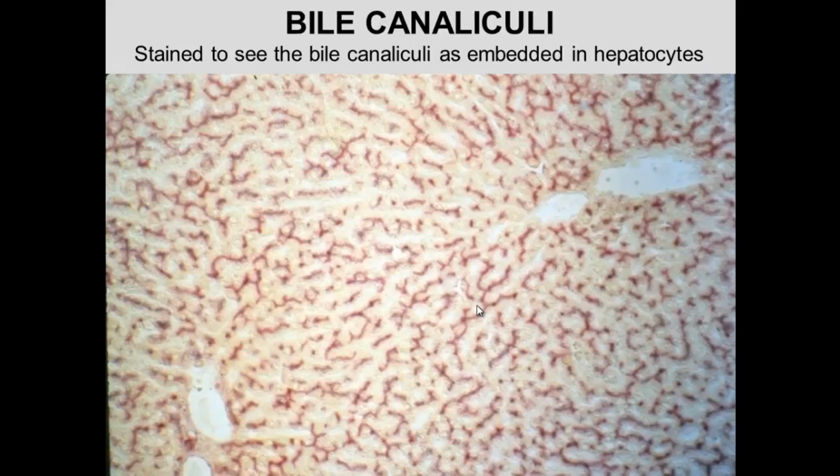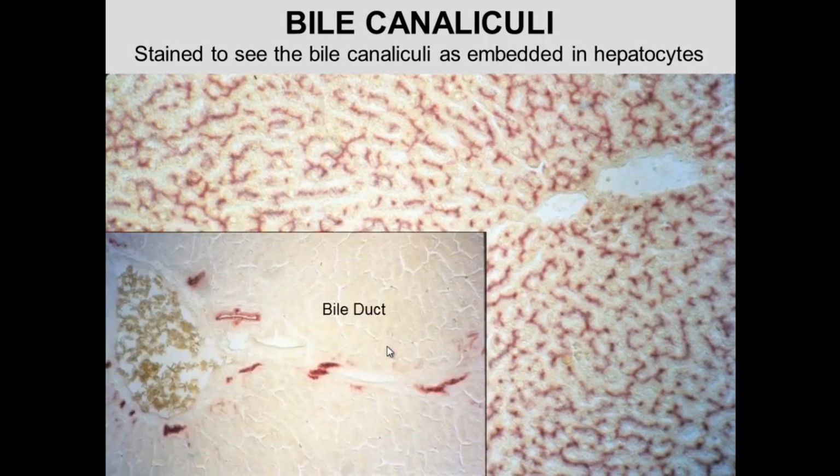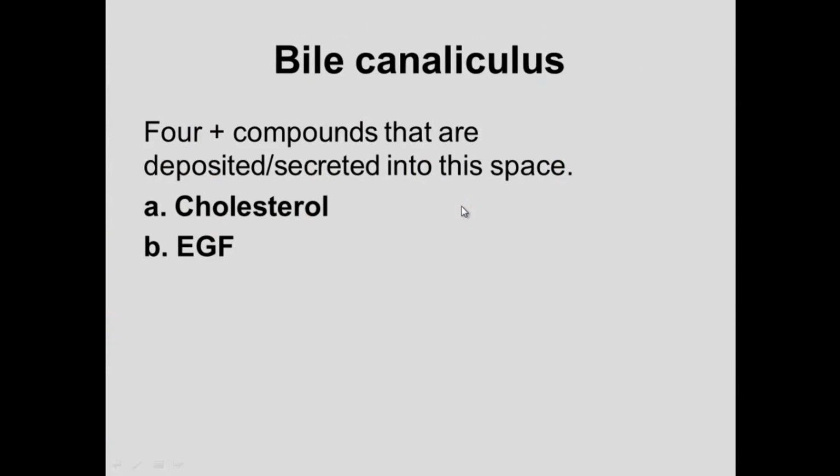Now, if you stain a piece of liver for proteins that are in the bile canaliculus, this is what you see, that indeed the bile canaliculus touch all the hepatocytes and can be seen throughout. However, if you look at the bile duct, that is where you have concentration of the bile, but you don't have it distributed throughout like you do the bile canaliculus. The bile canaliculus has to touch each cell if the cell is going to contribute to the bile.